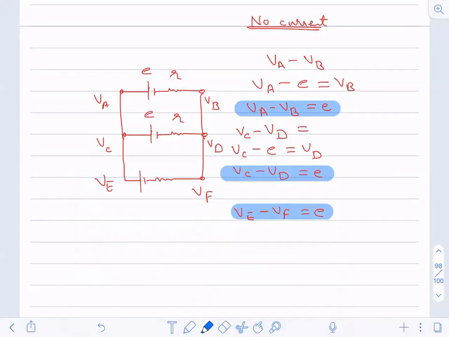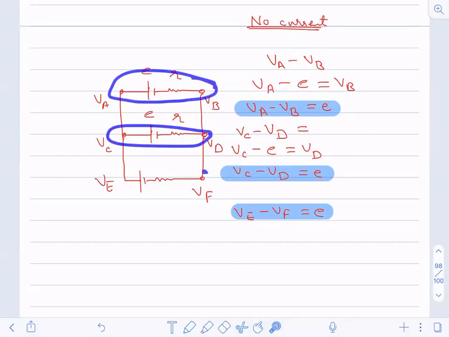Why? They are connected in parallel. So what we have studied? That across this end and across this end, the potential difference must be the same. It should not change. That's why you are writing the same potential difference. This is the reason why you are writing the same potential difference.